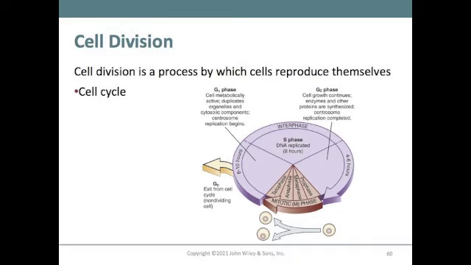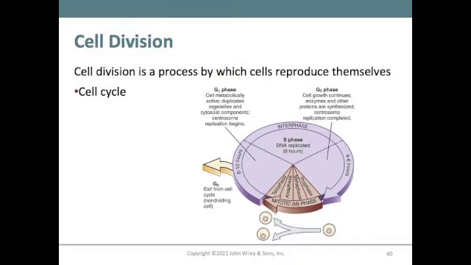And this will produce 2 genetically identical cells, each with the same number and kind of chromosomes as the original cell. Somatic cell division replaces dead or injured cells and adds new ones during tissue growth. On the other hand, reproductive cell division is the mechanism that produces the gametes.